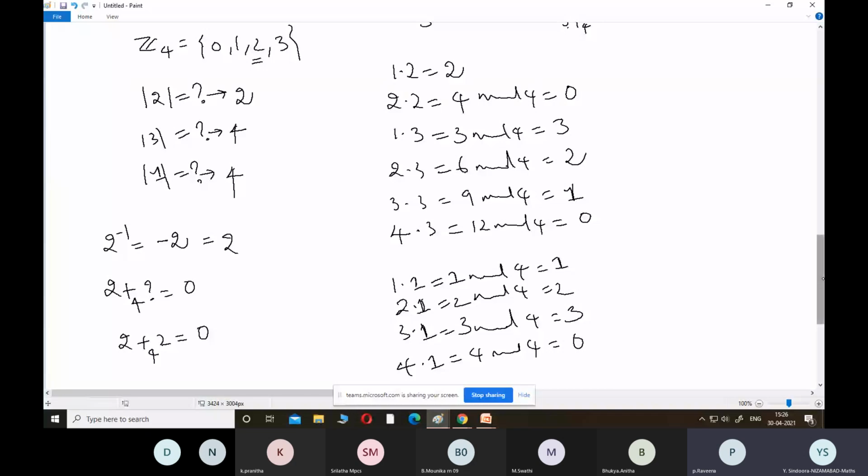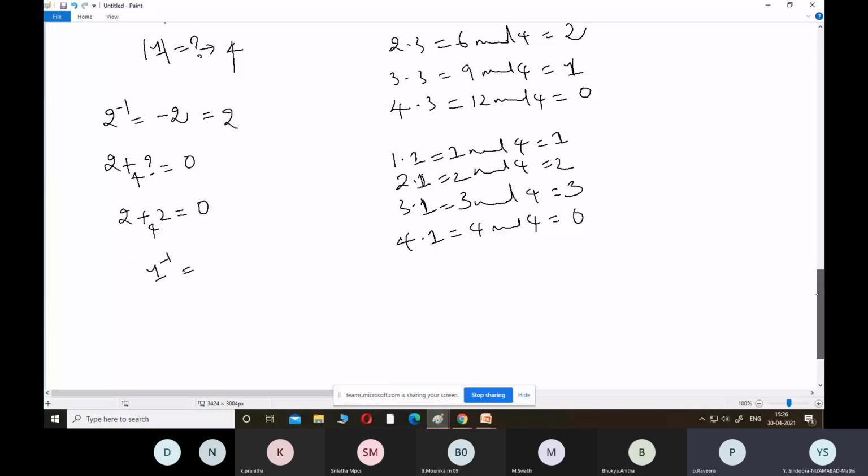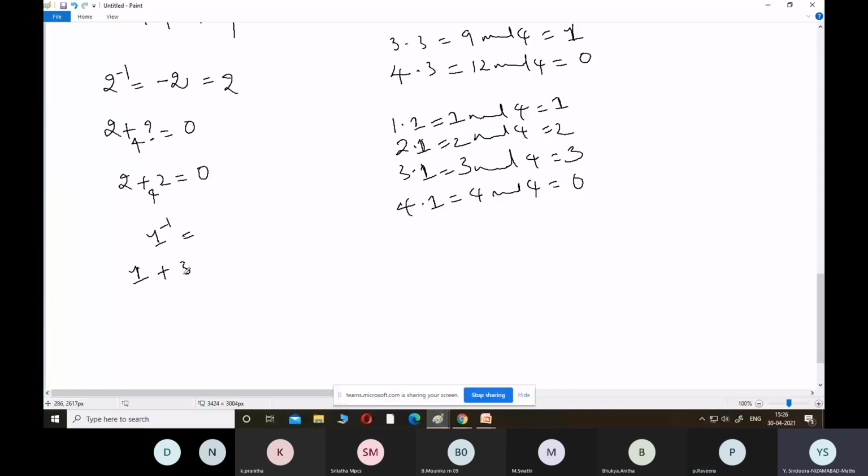Now tell me what is inverse of 1? 3, madam. Very good. 1 added with 3 and taken modulo 4, I'll be getting 0. Why? Because 1 plus 3 is nothing but 4 for us, and 4 modulo 4 is 0 for us. So 1 inverse is nothing but minus 1, and I told you that with respect to addition. I'm asking you what is minus 1? 1 added with 3, I'll be getting 0. So minus 1 is nothing but 3 for us.